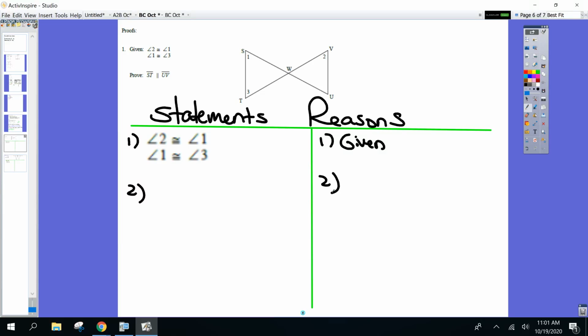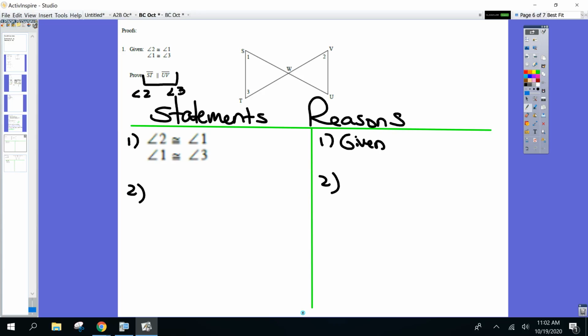ST parallel to UV. So look at those lines for me right now. ST and UV. Do you see any angles up there that are special types of angles with ST and UV? Particularly the numbered ones, please. Anybody see any special angles up there from ST and UV? I hope so. What do you got, Kyle? Angle 2 and angle 3 are alternate interior. Does everyone agree? Can you see in the diagram that 2 and 3 are alternate interior? Okay, so here's what I'm going to have you do. If these lines are going to be parallel, what must I know about angle 2 and angle 3?